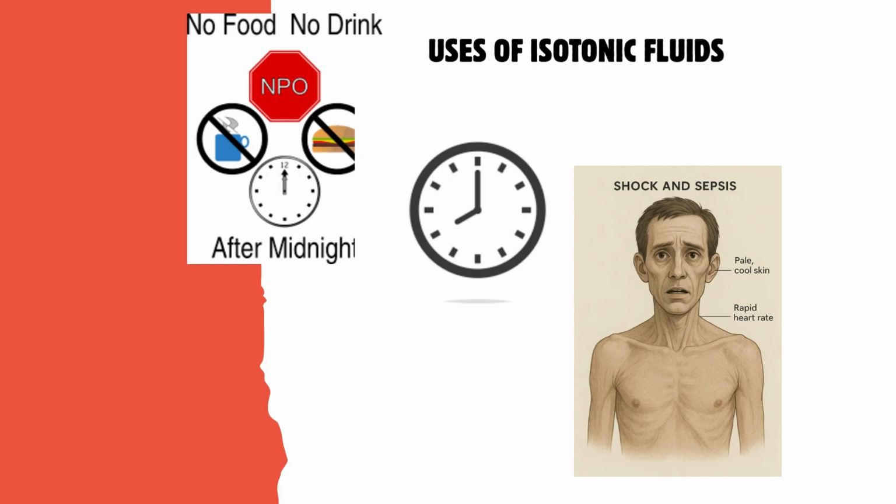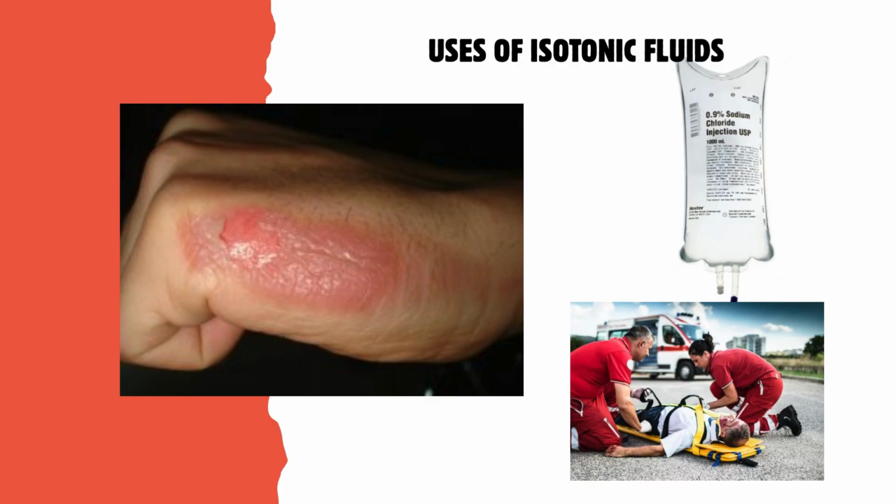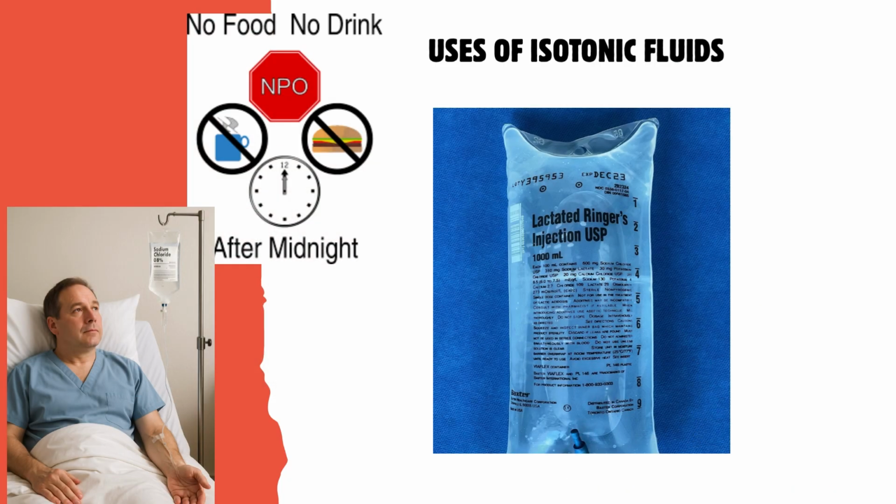Time is critical in shock or sepsis. Isotonic fluids like normal saline are used immediately to restore perfusion and support the circulation. Large fluid loss through burn or trauma requires aggressive fluid replacement, and isotonic fluids help to stabilize the patient early on. Lactated Ringer's contains electrolytes like sodium, potassium, and calcium. It's ideal when the patient needs more than just water, like in metabolic acidosis or after a major fluid shift.